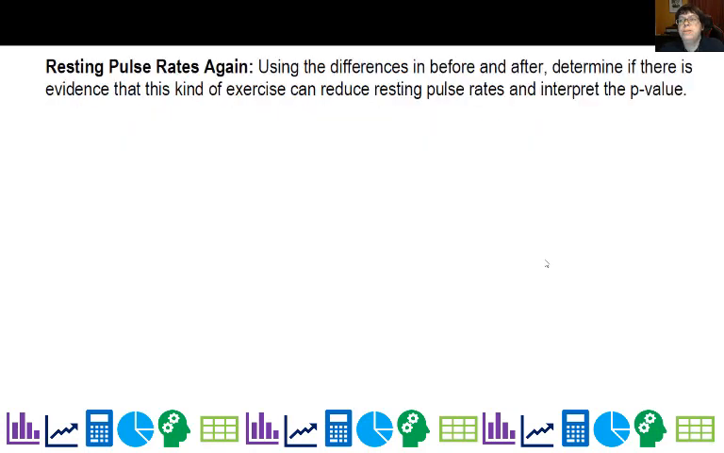All right, so using the differences in before and after, determine if there's evidence that this kind of exercise can reduce resting pulse rates and interpret the p-value. So first of all, I'm assuming that the mean difference before and after exercise is 0, that it doesn't really change much. Notice before I said mu1 minus mu2, or mu before minus mu after. Here, it's just the mean of the differences. So it's just one mean, all right?